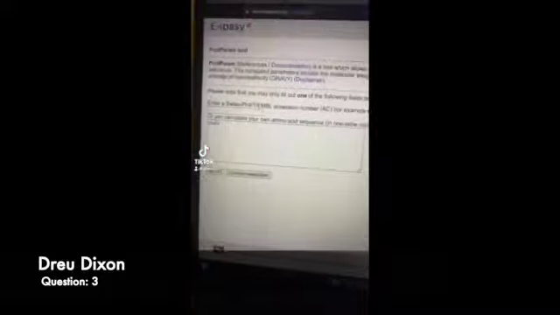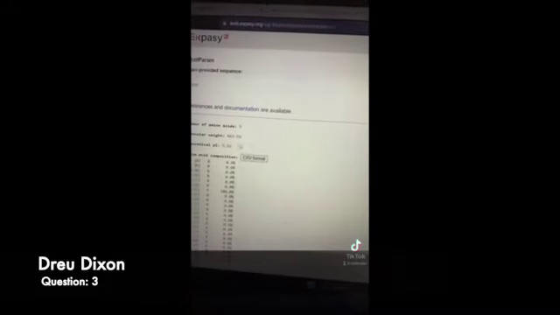This is Drew Dixon solving questions 3 and 7 on homework 3. We're using the website ExPASy's protein parameters tool.